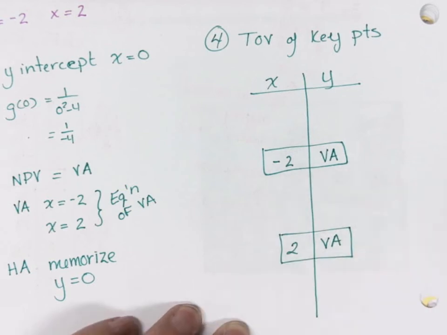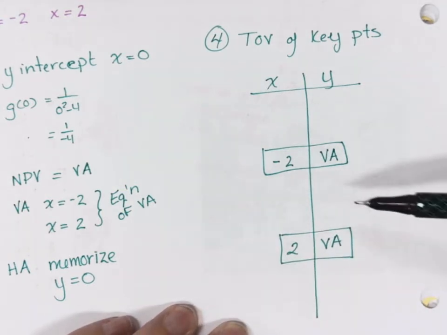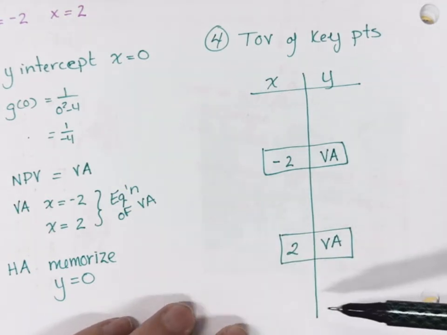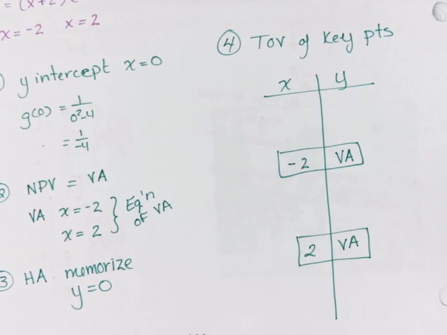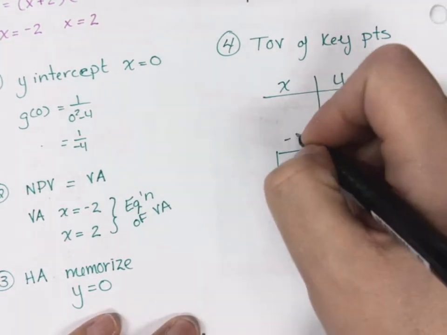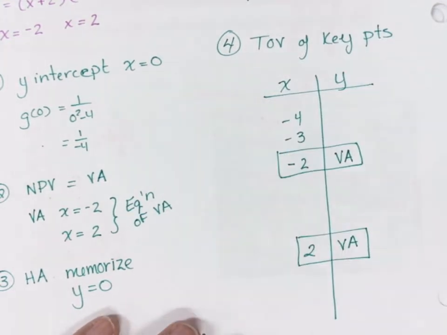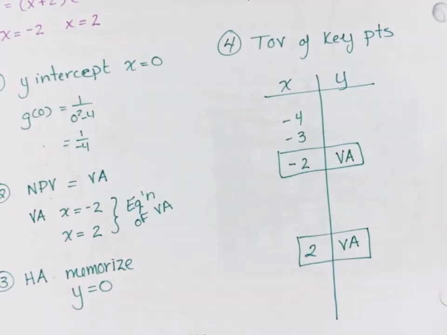So it reminds you that you have 1 section, 2 sections, 3 sections that you have to deal with. I don't know if that makes sense to you, but that helps me visualize what I have to do. Okay, so let's pick some points less than negative 2, to the left of negative 2. Negative 3, and maybe we'll throw in negative 4 for good value.